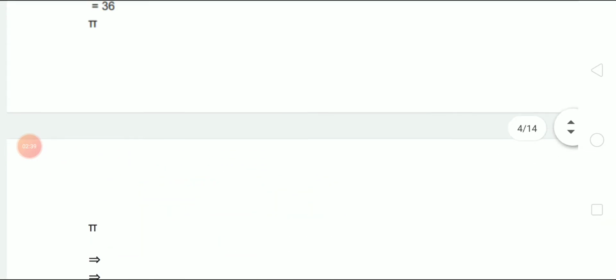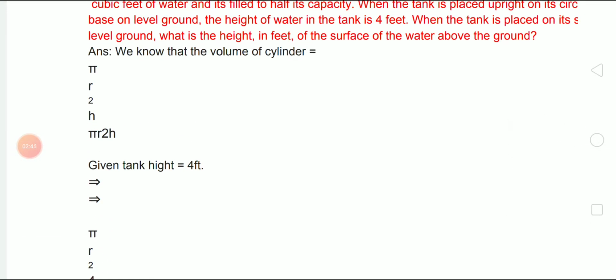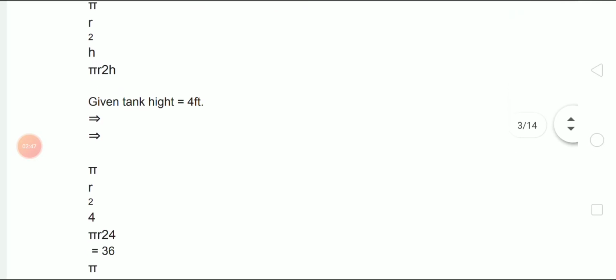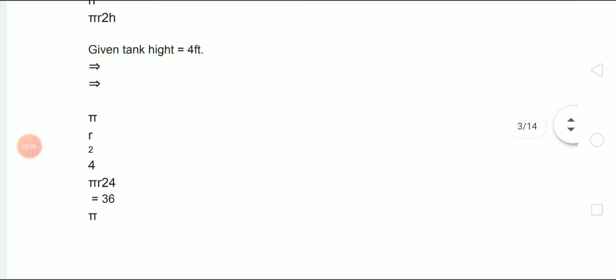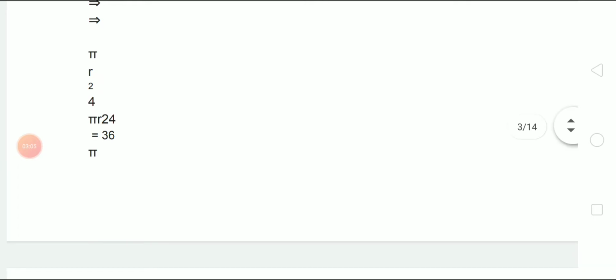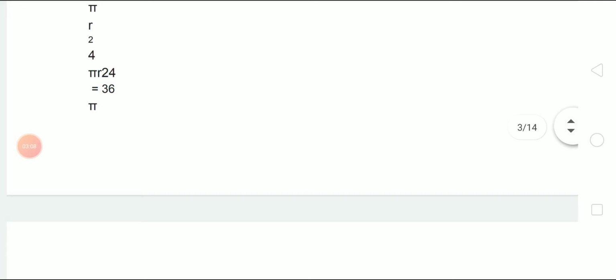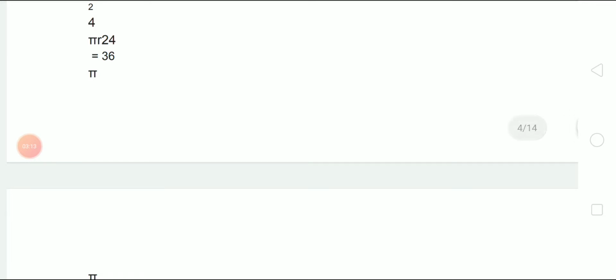Here, how did you calculate r equal to 3? Okay, we know the volume of the cylinder is pi r square h, right? Here h is 4, the height is 4, then pi r square into 4. We have to calculate the r value. Okay, pi r square h equal to 36, then 4 nines are 36, so 4 r square equal to 9 pi. Pi cancels and r square equal to 9, then r equal to 3. Here the answer will be 3.